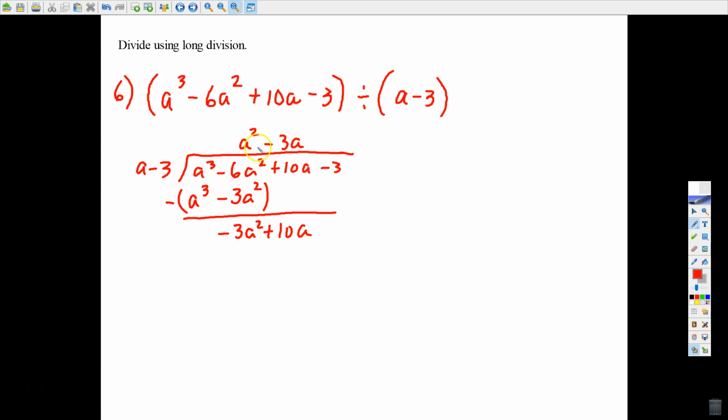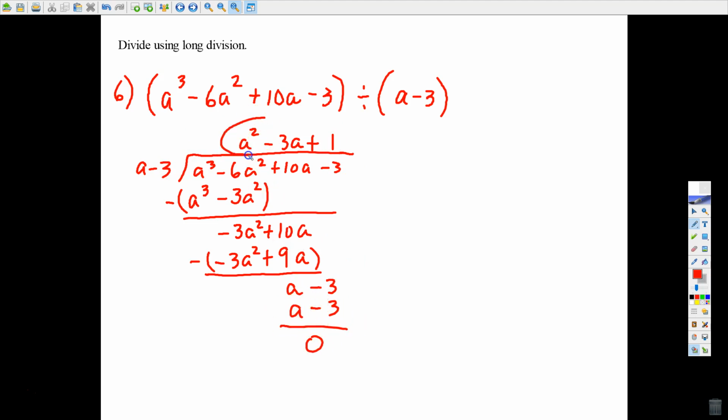Now multiply. -3a times a is -3a squared. -3a times -3 is positive 9a. Once again, we're going to subtract. The a squares cancel. 10 minus 9 is 1a. Bring down the next term, the last term. And a into a goes one time. And we multiply by 1. And in this particular case, we do not have a remainder. So my answer is a squared minus 3a plus 1.